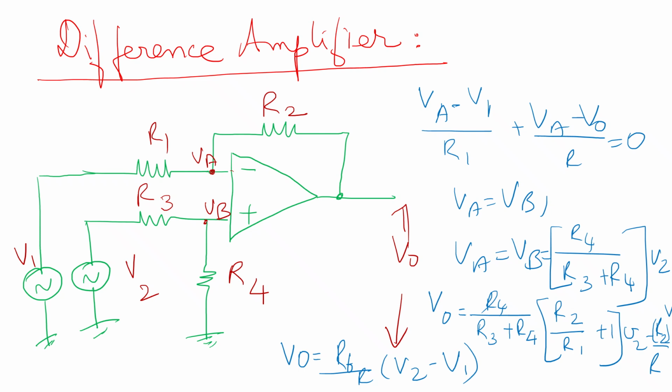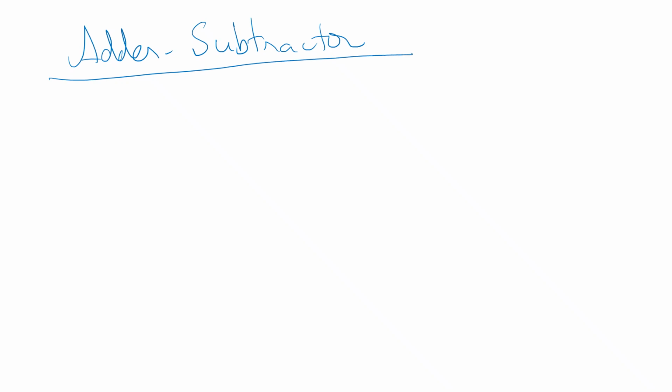The value of the output voltage is the gain into the difference between the two input voltages V2 minus V1. This is how we get the output voltage of a difference amplifier. Yes, we'll move on to another mathematical circuit called adder subtractor. The circuit will do both addition operation as well as subtraction operation.